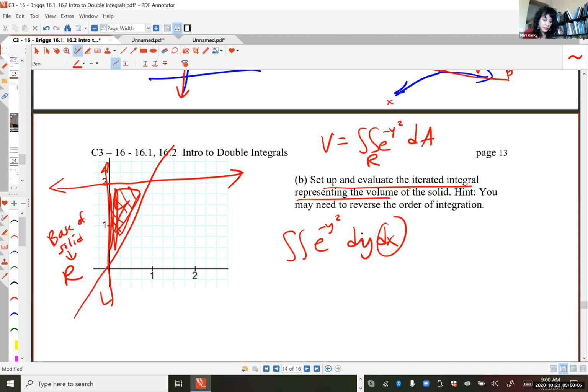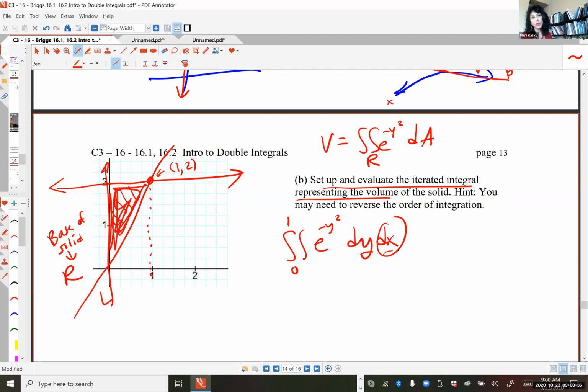So let's do the outer limits first, because we know that's the easier one to iterate because it has to be pure numbers. So what number to what number is x doing on this base of our solid? 0 to 1. Yeah, good. Do you see that this actually has the coordinates 1, 2, this point here? So if you look down here, x is going to go from 0 to 1 for this little triangular region. Now, what's y doing?